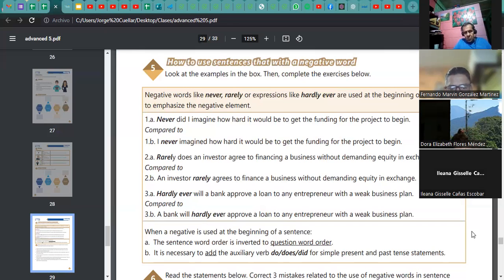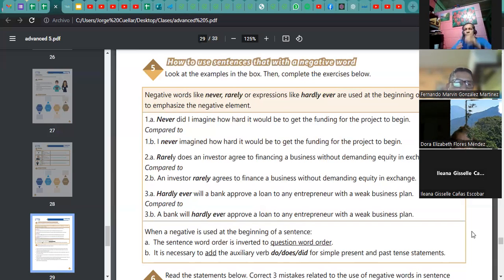The same happens on the second example. Rarely does an investor agree to financing a business without demanding equity in exchange. On the other one, it's like a regular statement. An investor rarely agrees to finance a business without demanding equity in exchange. Again, the structure is going to be the same. At the beginning, we're going to use the expression, rarely in this case, and then the structure is like a question. Does an investor agree to financing a business without demanding equity in exchange, for example? So we need to use the auxiliary there, okay? So that is the most important part here.